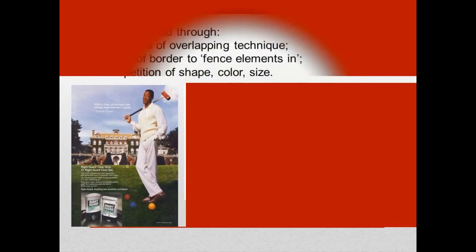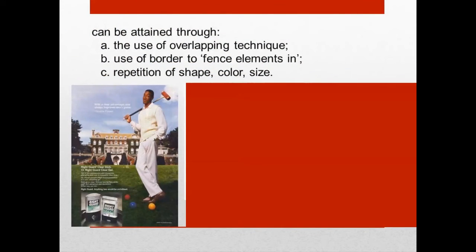Poster A uses the overlapping technique. See how the texts are overlapped to the illustration. This gives us an impression that the texts are usually part of the illustration because it is placed within the visual space allotted for the illustration.